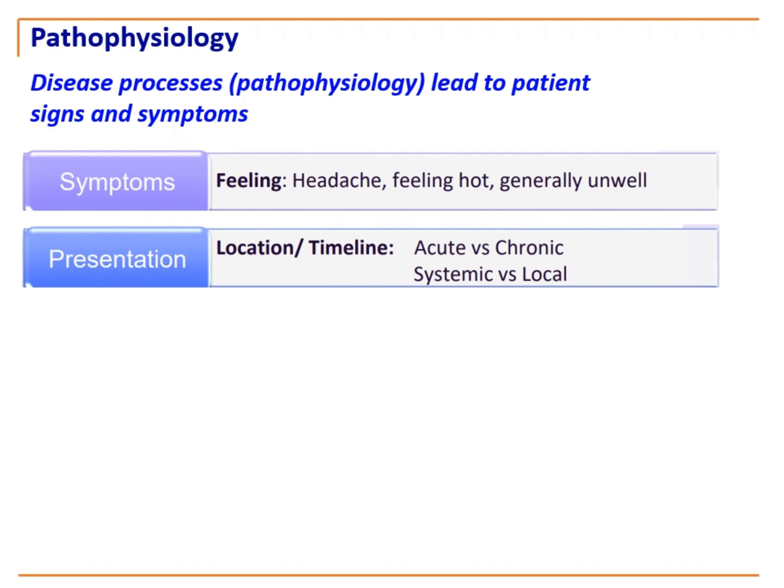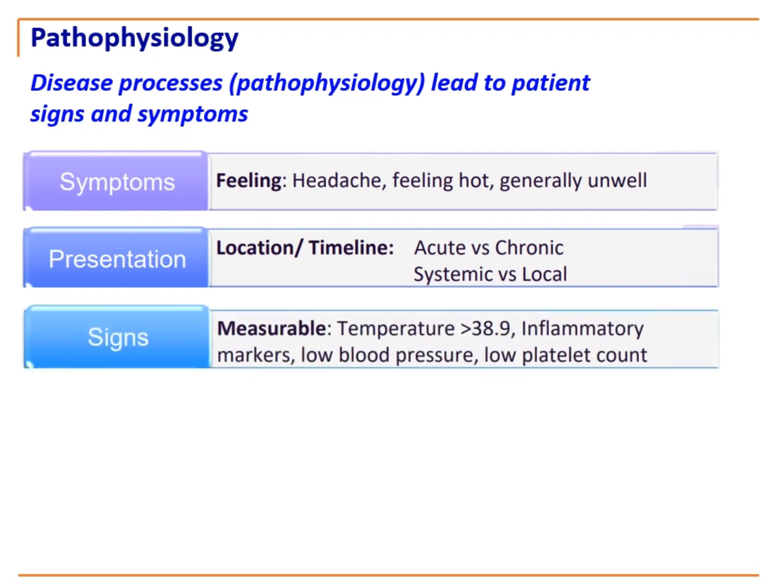Those presentations might be local, so you might just have a feeling or an injury in one joint or one finger or one hand or one leg, or it might be systemic. You might feel generally unwell throughout your whole body, or really hot throughout. And like I said, remember the symptoms are how you're feeling, the signs are what has been measured. So your symptom might be feeling hot, your temperature as a sign is 38.9 degrees in this case. That is the sign, it's measurable.